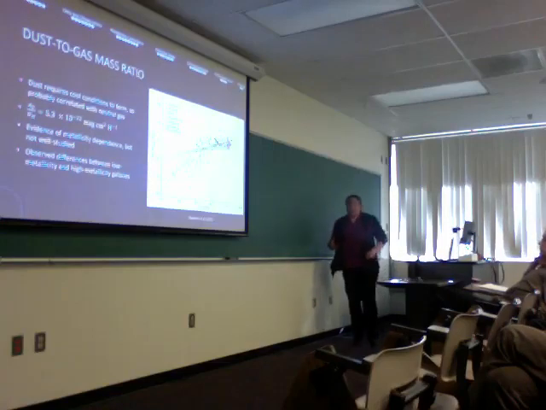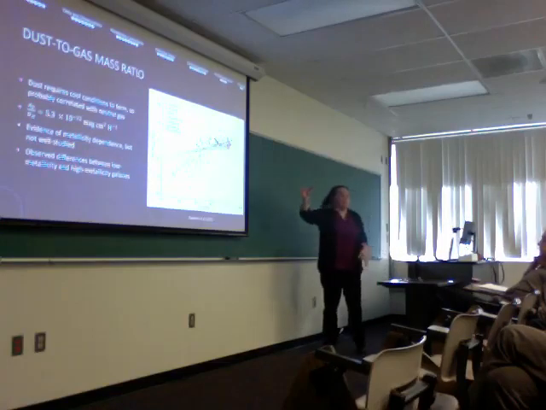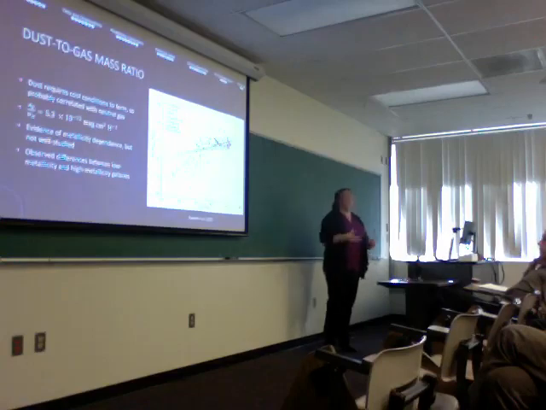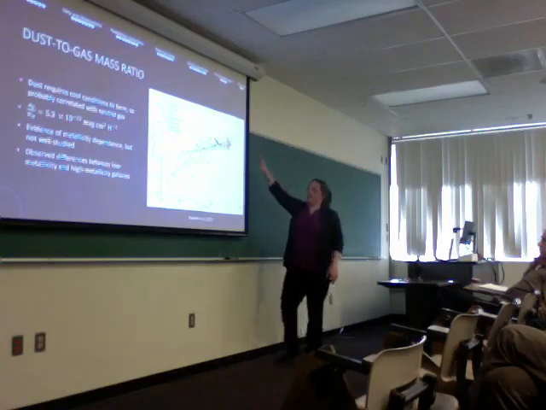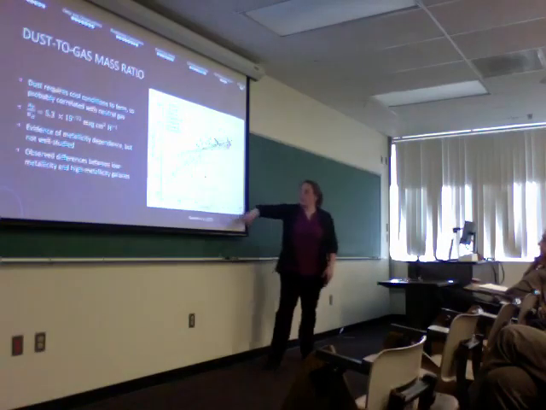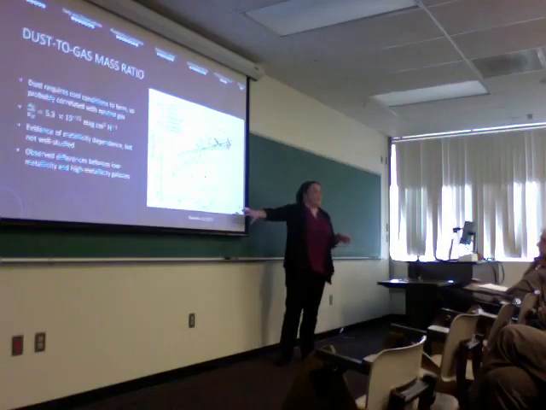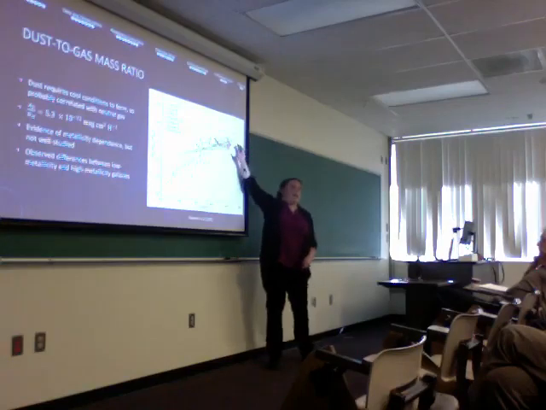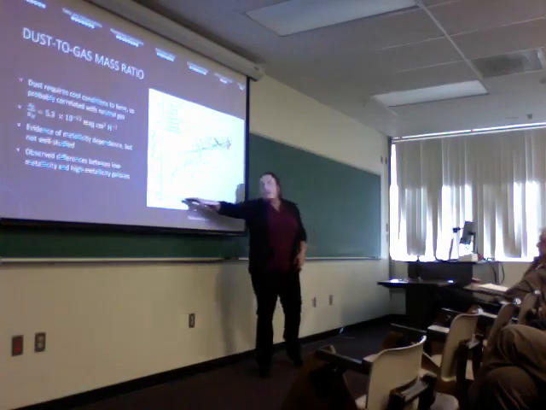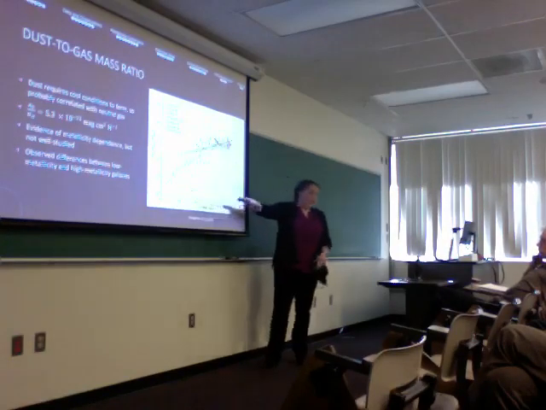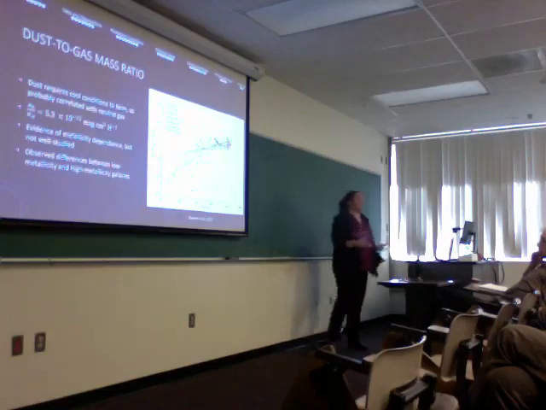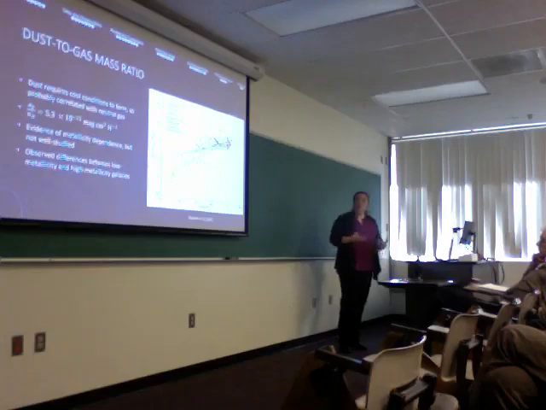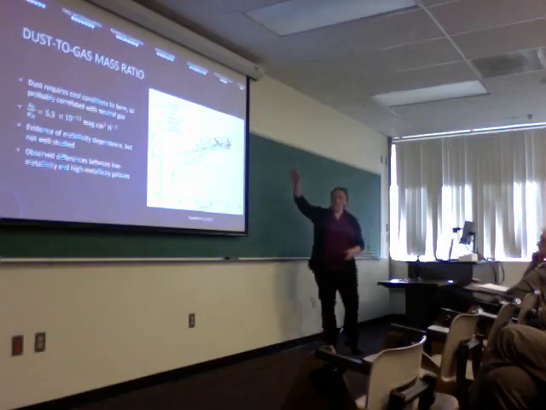When you look at other nearby galaxies, though, that relationship isn't always constant. In other galaxies, you can see that there is some variation in the dust-gas ratio. And it turns out that this relationship varies with metallicity. High metallicity galaxies have a high dust-to-gas ratio. Low metallicity galaxies have a low dust-to-gas ratio. The problem is, we don't necessarily understand how quickly that relationship changes. You can see there's a lot of scatter here.